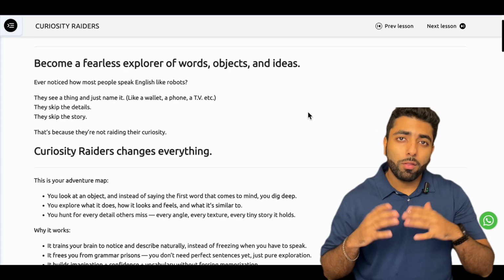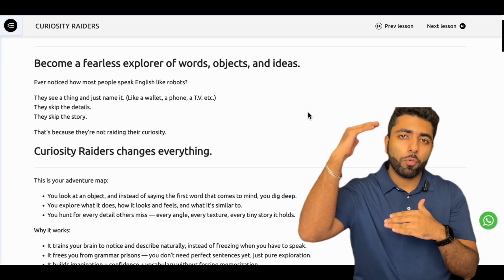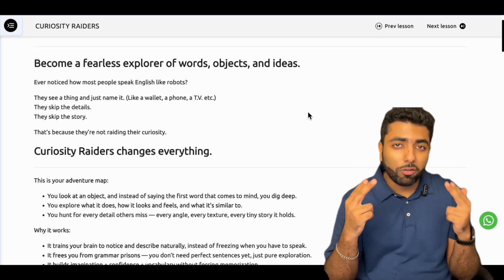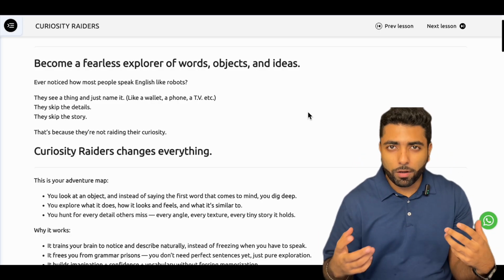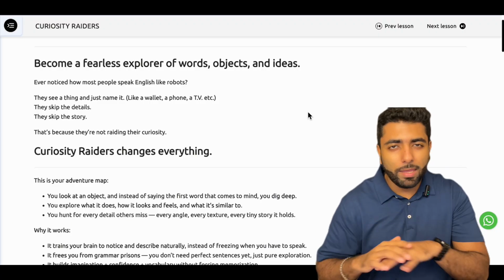Curiosity Raiders. This is going to take your English level from level 6 to probably like a level 10. This activity actually makes you curious and you're actually raiding. What are you raiding? Objects, ideas, words, each and everything.